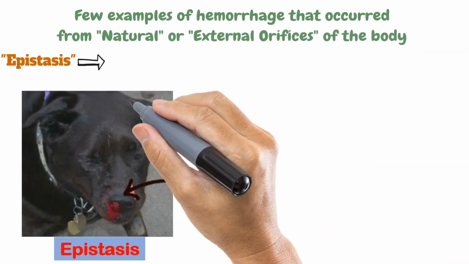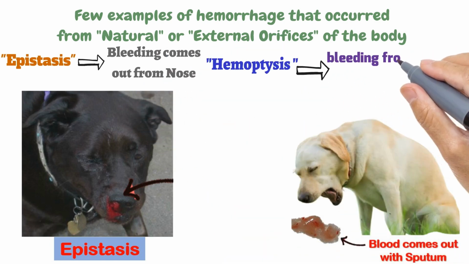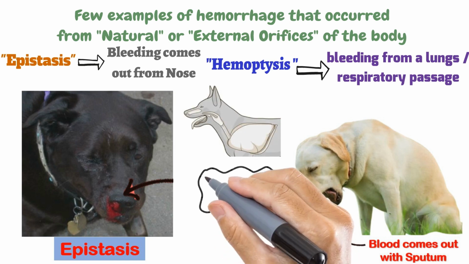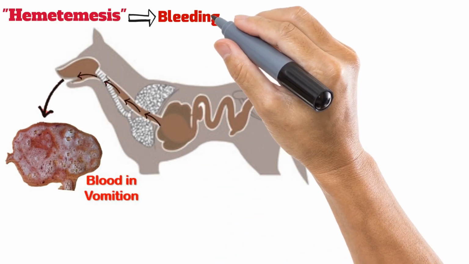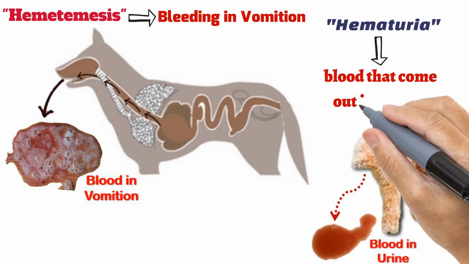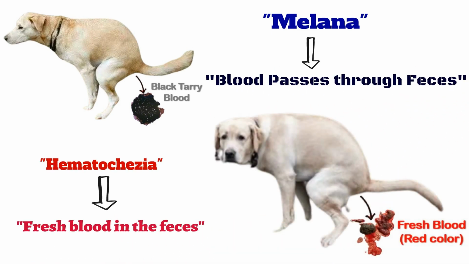For instance, epistaxis means bleeding coming out from the nose. Hemoptysis means bleeding from the lungs or respiratory passage, also called blood in the sputum. Next is hematemesis, meaning blood in the vomit. Next is hematuria, meaning blood that comes out in the urine. Melena means blood passes through the feces, while Petechiae means fresh blood in the feces.